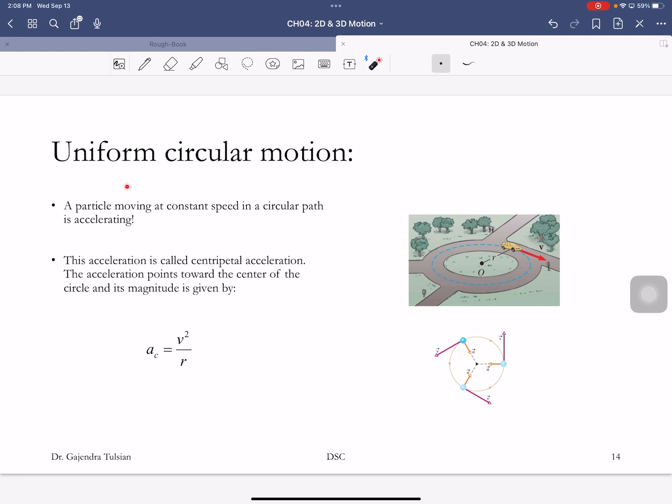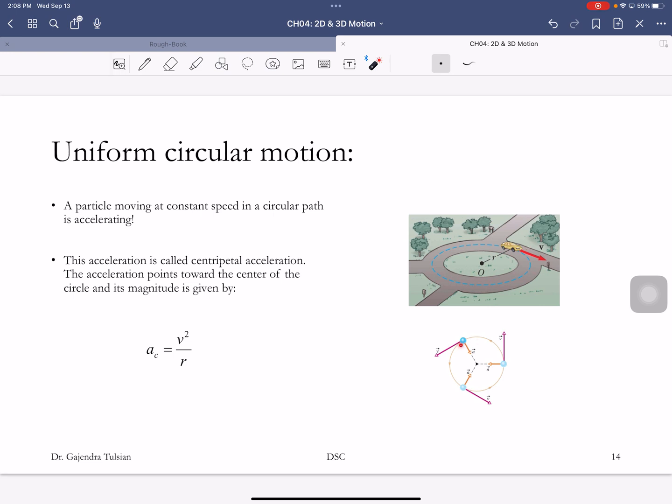Now we want to study another two-dimensional motion. Let's say you're driving your car on a circular road at constant speed. Is your velocity changing? I got half yeses and half nos. Velocity has to be changing. Why? Because the direction is changing.